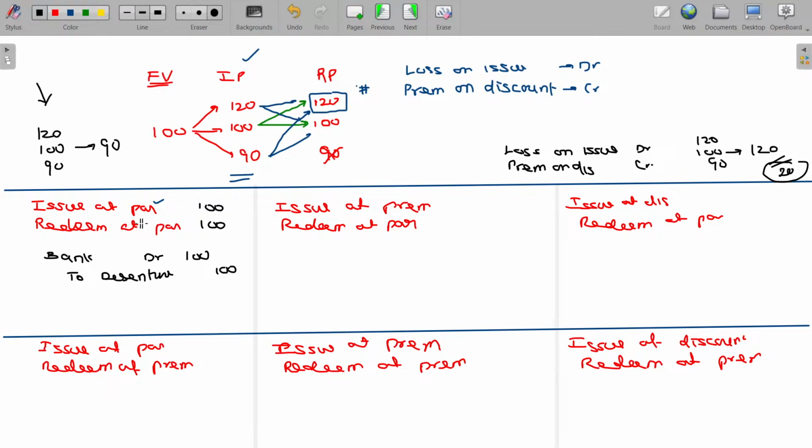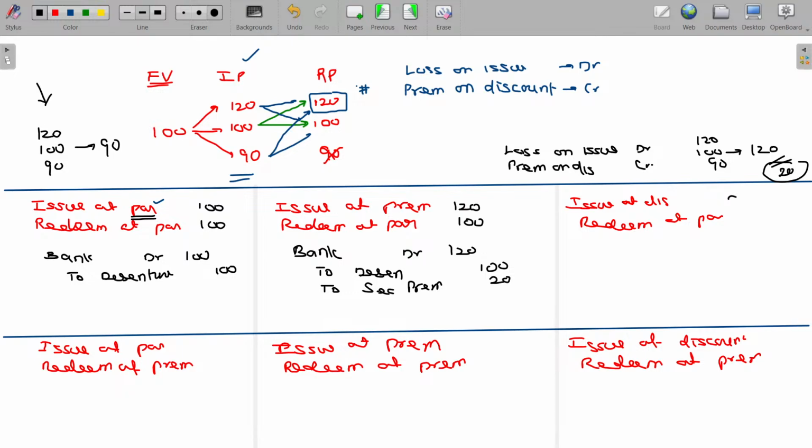So issue at par and redeem at par: simply you can pass the entry like bank account to debentures. If you are issuing at premium and redeemable at par, what is the entry? Bank account debit to debentures account, to securities premium. You collect 120, but you credit the debenture with 100 only. 20 rupees is for securities premium.